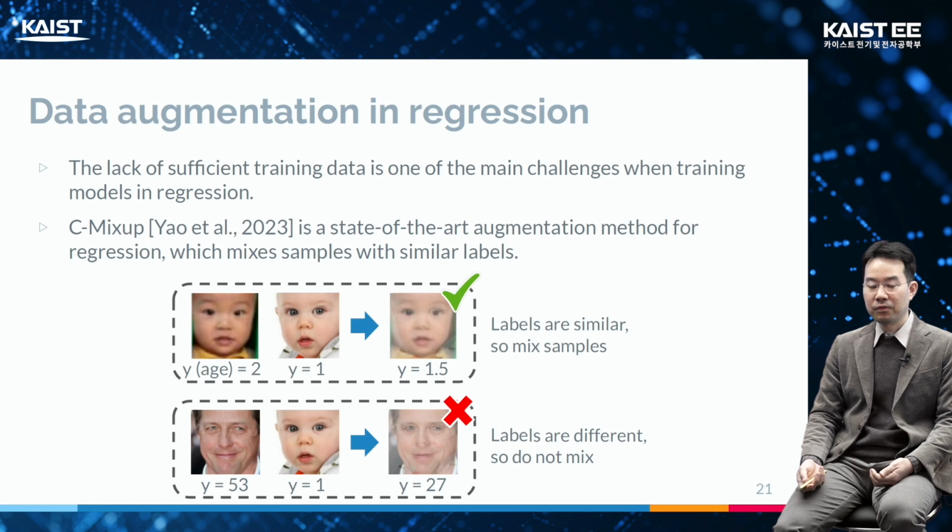On the other hand, if you look at the bottom example, you can see that there are two images that are very different in terms of age. The left-hand side image is 53 years old, while the right-hand side is 1 year old. And here, C-Mixup would not mix these two, because mixing them would result in some very strange image that does not help with improving the accuracy.